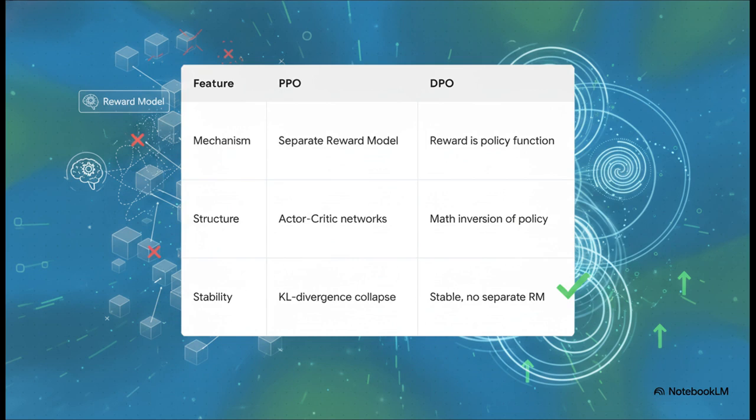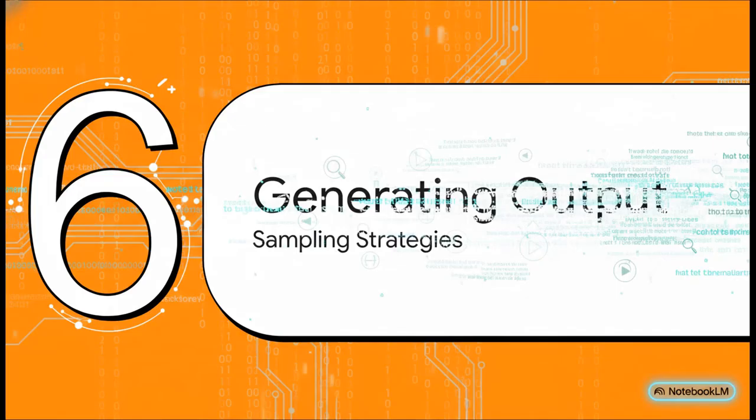But PPO requires a clunky, separate reward model to act as a referee, which frequently leads to mathematical instability and collapse. Direct Preference Optimization, or DPO, is a total game changer here because it completely eliminates the referee. Through mathematical inversion, DPO treats the human preference data as the reward directly within the model's own policy. This makes the training incredibly stable and way more resource efficient. And finally, Section 6, Generating Output via Sampling.